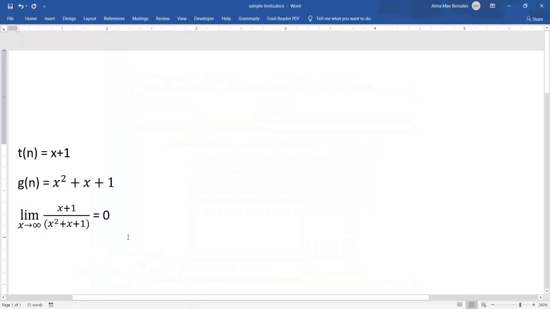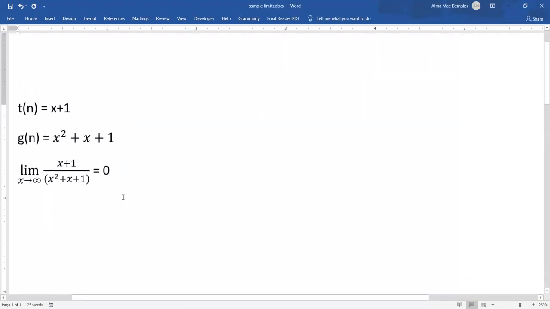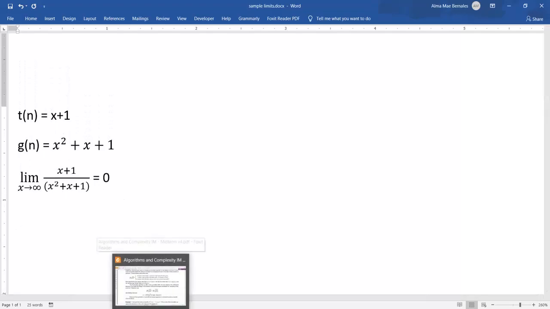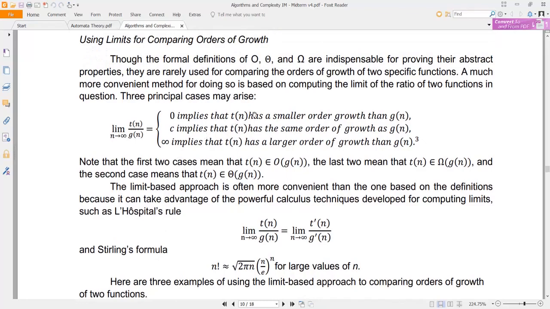So, that is 0. So, what does this imply when we talk about the orders of growth of functions in our analysis of algorithms? So, 0 implies that T of N has a smaller order of growth than G of N. So, we refer to our statement here. First two cases mean that T of N is an element of O of G of N.